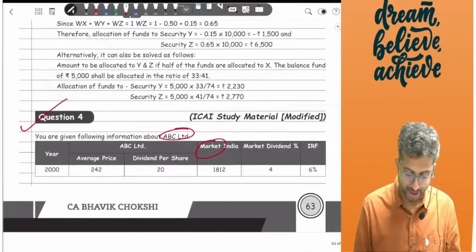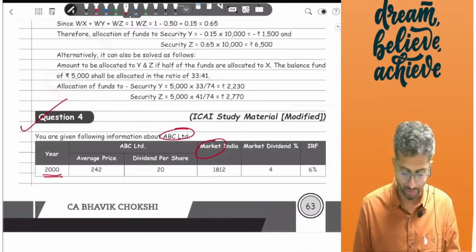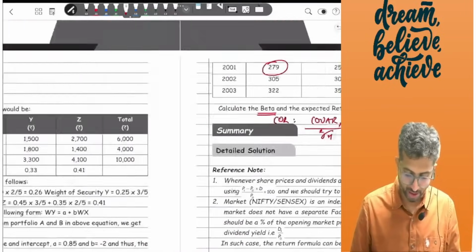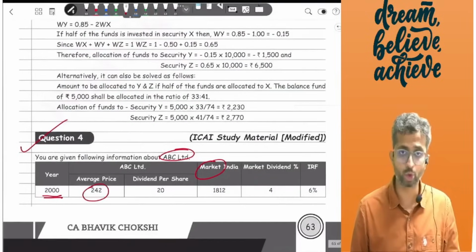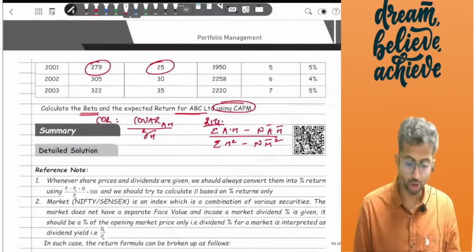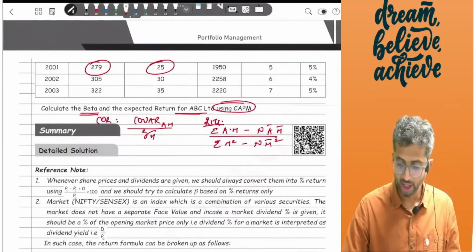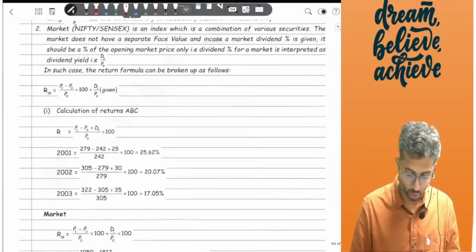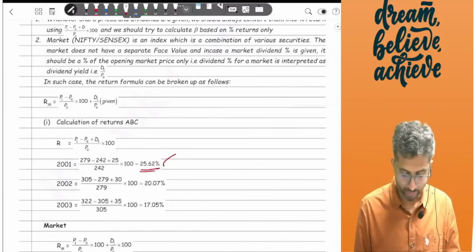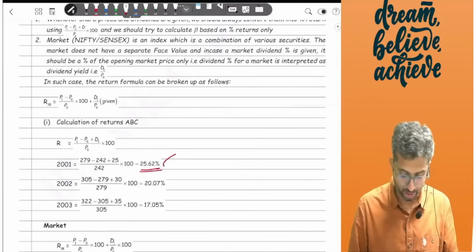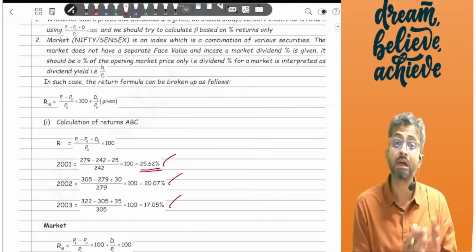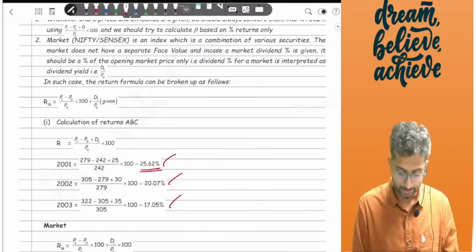So over here for ABC, we will try to find the returns. For 2000, we cannot find the return. So we will first go to the return of 2001. That is P1, 279, minus P0, that is 242, that is a capital appreciation, plus a dividend of 25. So basically 279 minus 242 plus 25 divided by, let us say, 242. In percentage, if you do, this will come to 25.62. That same working will proceed for the next year 2002 and the next year 2003. This is typically given in most of the questions. Here it is not given, so we are trying to calculate.